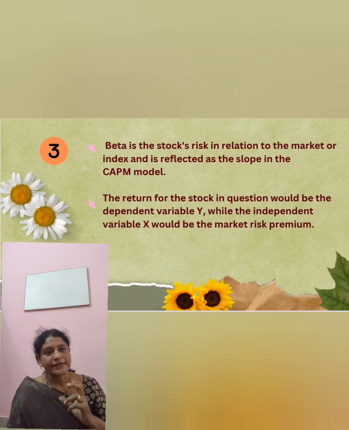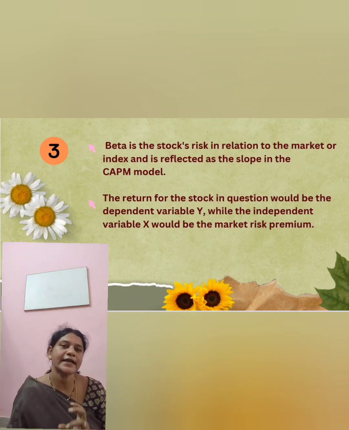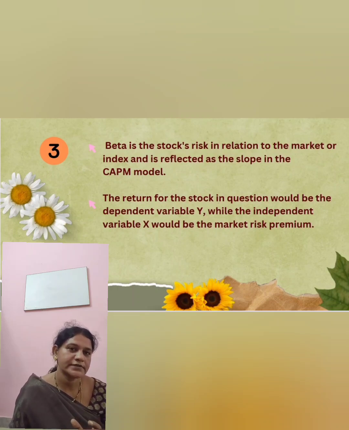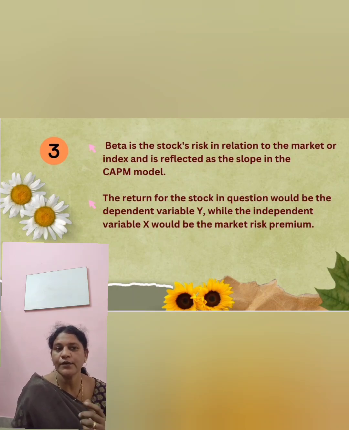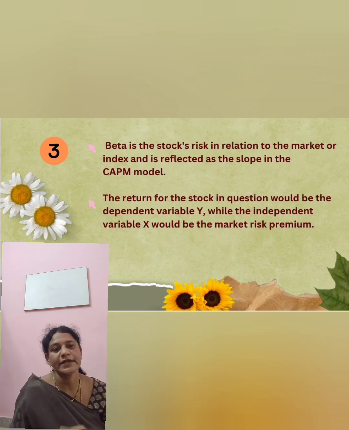Beta is the stock's risk in relation to the market or index and is reflected as the slope in the capital asset pricing model. The returns for the stock in question would be the dependent variable y, while the independent variable x would be the market risk premium.